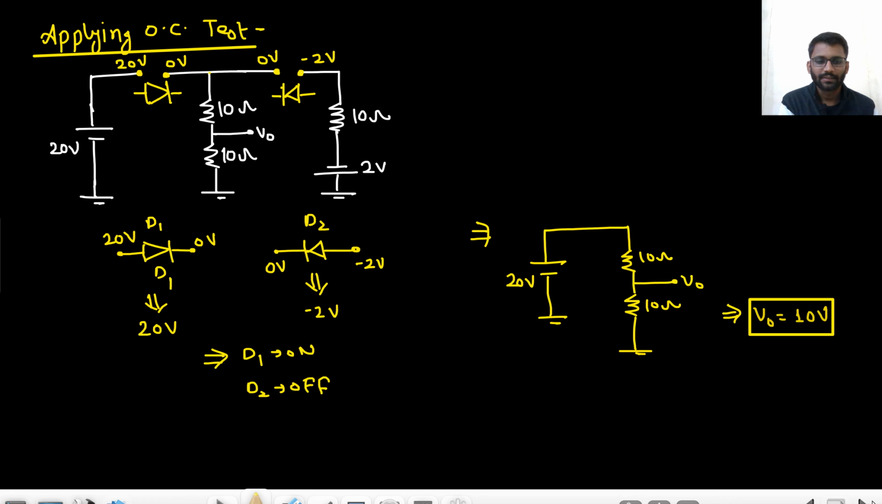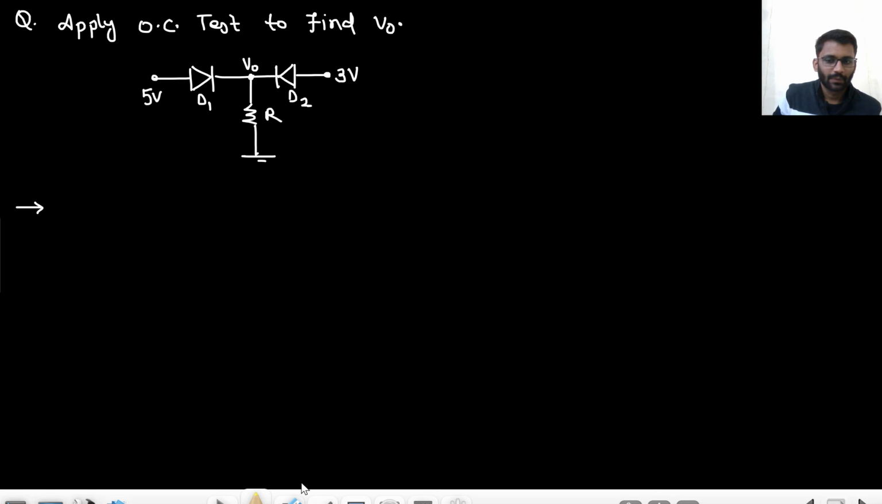You have to apply the open circuit test here now. So now what I will do, I will just draw this. 5 volt, this is open circuited, this is a resistance R, this will also be open circuited, this is 3 volt. Now this is open circuited, so there will be 0 ampere current here, so this will be 0 volt, this will be 5 volt, this will be 0 volt, this will be 3 volt.